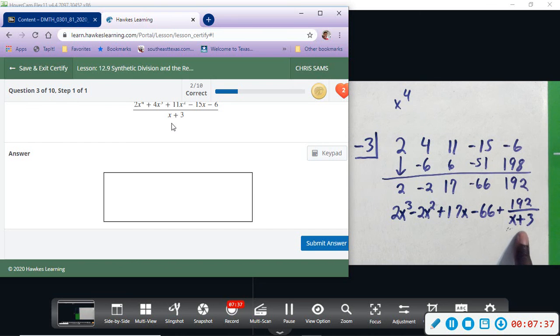So whenever you have something left, you put it over the original divisor. So we have 2x to the 3rd minus 2x to the 2nd plus 17x minus 66 plus, as a fraction, 192 over x plus 3.